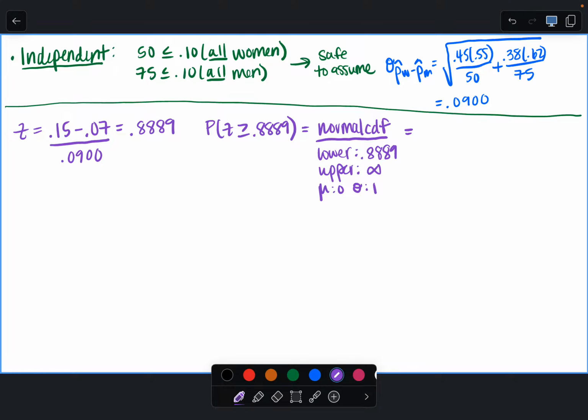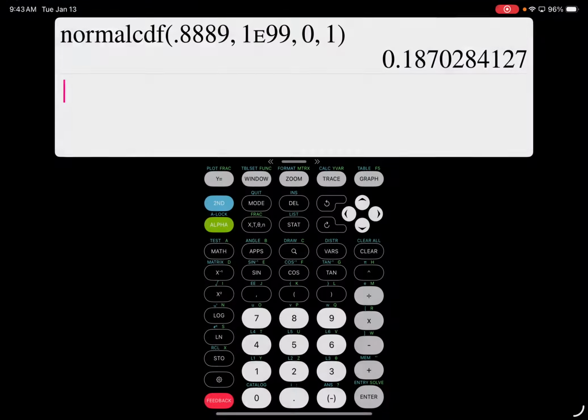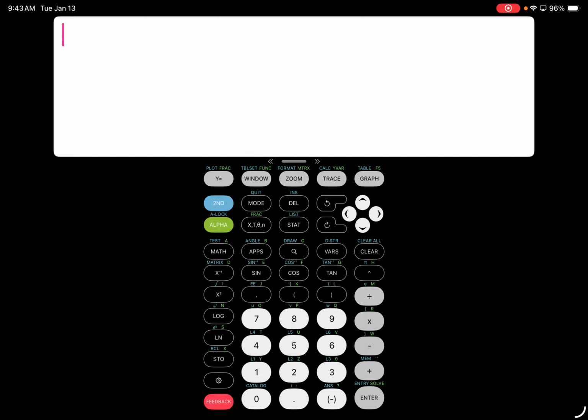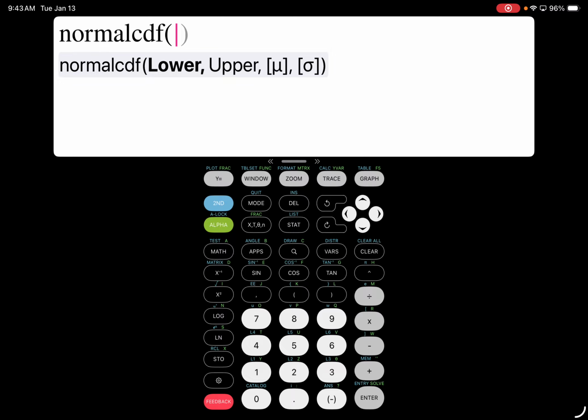Now, this is in second VARS. We've done this a couple times, but just to show you one more time, just so you know what you're doing, if I go to my calculator and I go to second and then the VARS button that's right next to clear, option number 2 is normal CDF. You don't want to use normal PDF. CDF is the one that you want. And then your calculator should open up a window that says lower, upper, mean, standard deviation, and it should already have mean is 0 and standard deviation is 1. You don't want to change that.